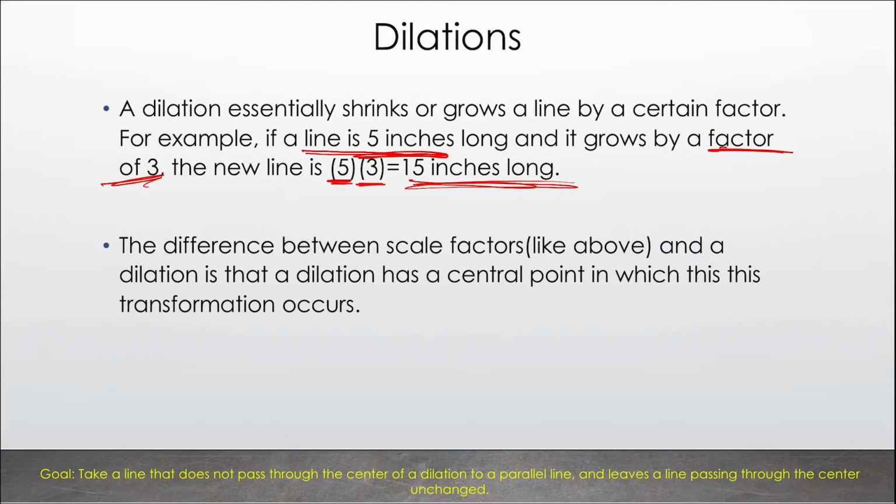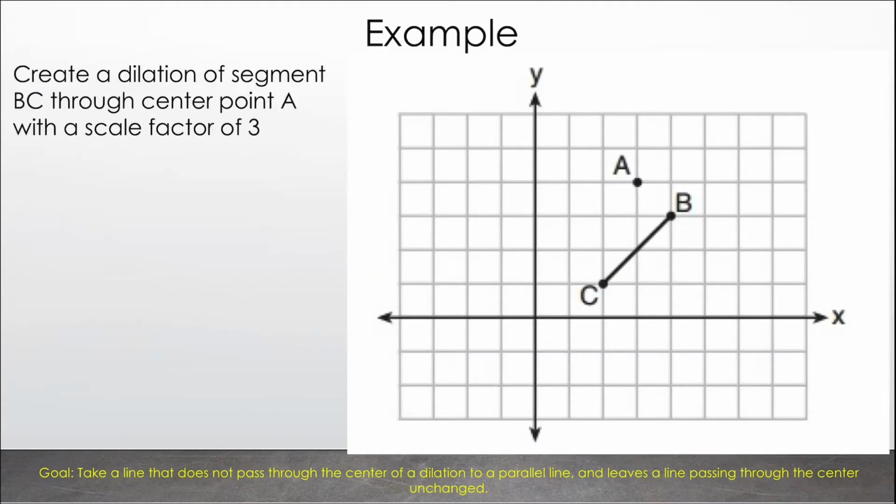Now the difference between scale factors like above and a dilation is that a dilation has a central point. Remember, this is that fixed point that does not move, in which this transformation occurs around. So let's look at an example. Create a dilation of segment BC through center point A with a scale factor of 3. I have my segment CB, and I need it to be 3 times bigger, but it needs to work around this point A right here.